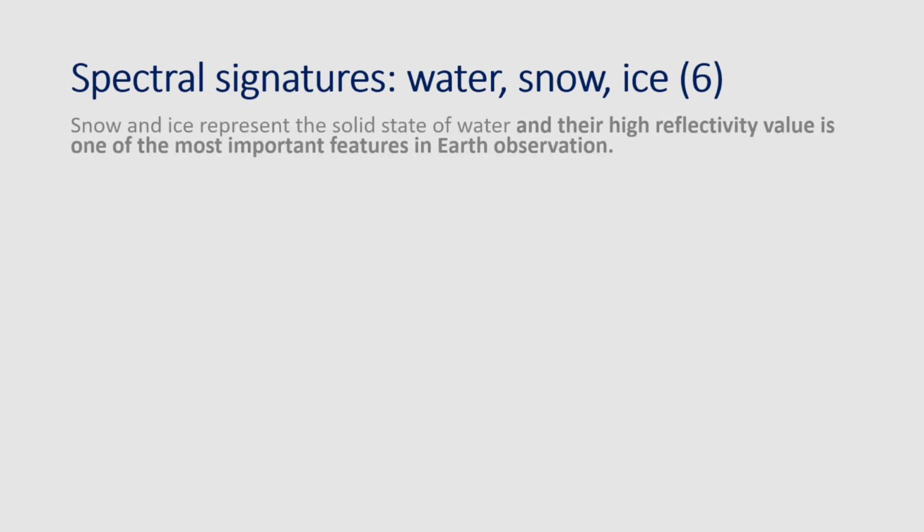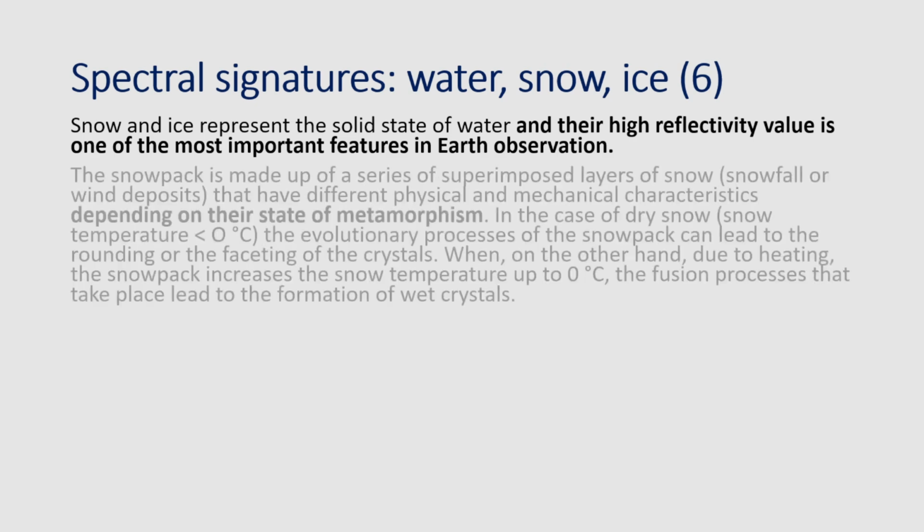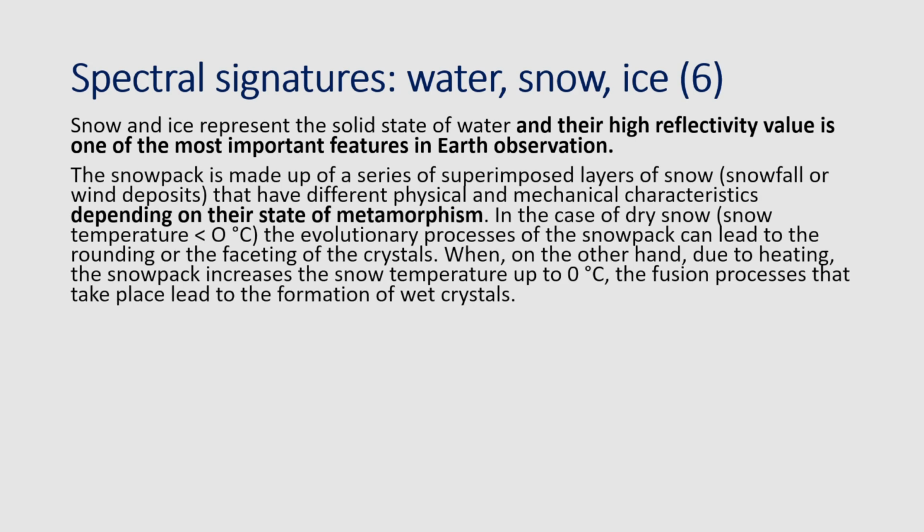Spectral signatures: water, snow, ice. Snow and ice represent the solid state of water and their high reflectivity value is one of the most important features in Earth observation. The snowpack is made up of a series of superimposed layers of snow, snowfall or wind deposits, that have different physical and mechanical characteristics depending on their state of metamorphism.